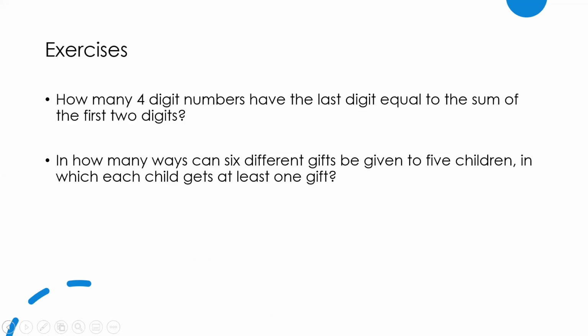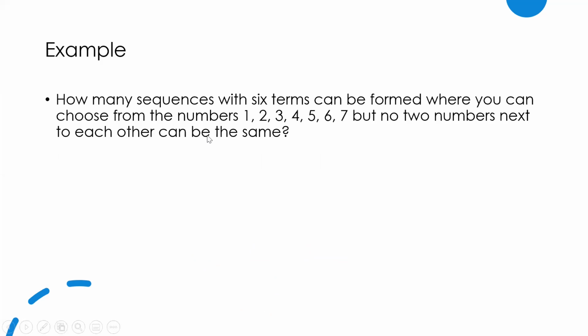Oh yeah, here's an example. How many sequences with 6 terms can we form where you can choose from 7 numbers, but no 2 numbers next to each other can be the same? This one is sort of different from the first one. What we're going to be doing is finding the possibilities for each digit. So we can draw these digits as x's. We only have 6 of them.